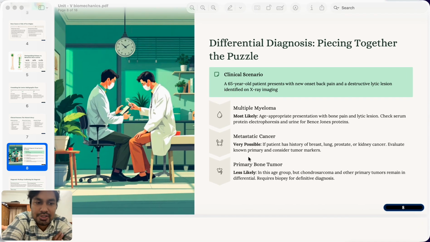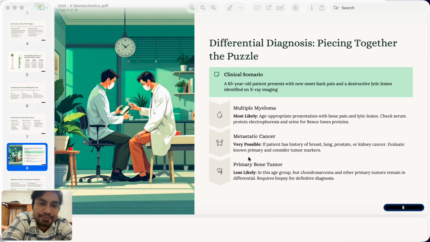Then metastatic cancer is a very high possibility. If the patient has a history of breast, lung, prostate, or kidney cancer, then we need to evaluate for a known primary and consider tumor markers, because that is the first thing we need to do. If there is any history of previous cancer, it's quite common to check for it, and that will give a clear insight. So when you are trying to give a solution for this, you should have this in your mind.